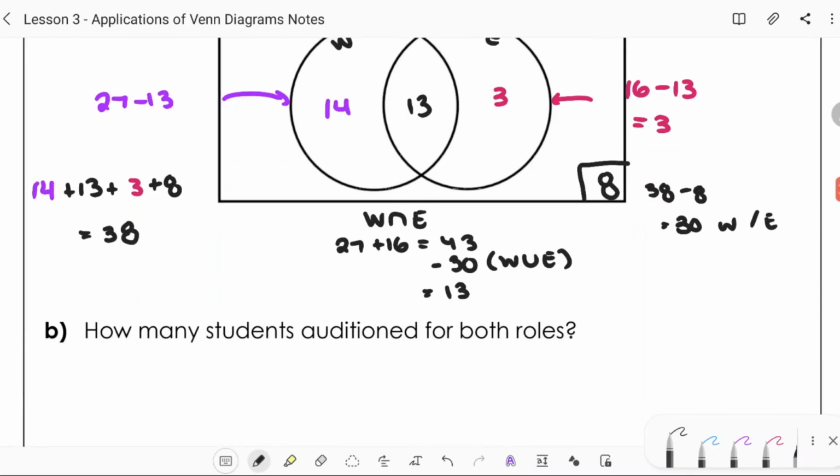So how many students auditioned for both roles? Well, 13 students. And that was this calculation up here. I knew how many total auditions took place. I subtracted the number of kids I know auditioned for one of those two roles, the union. And I was left over with the intersection.